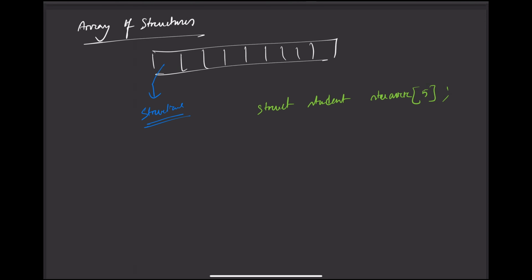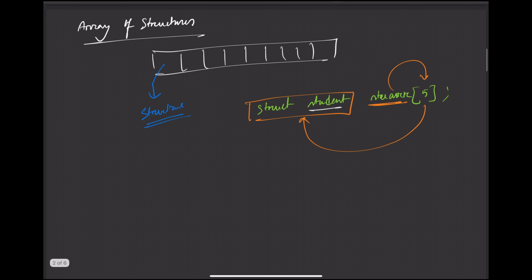Now, what exactly does it mean? It means it is an array. This entire thing is an array of 5 elements, which are nothing but student type structures. Student is the tag name of the structure. So why do we need the tag name? For example, you have multiple structures. If you do not use a tag name for them, how will you identify which structure you are referring to?